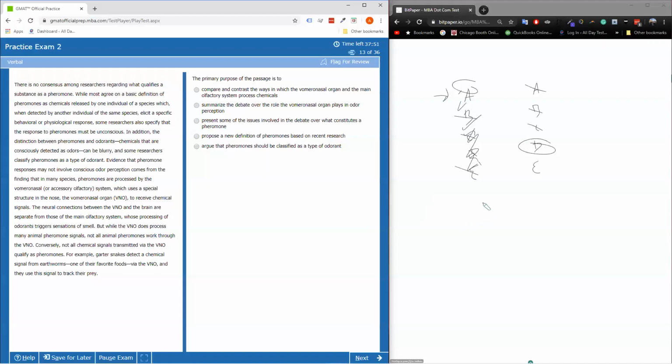Okay. Now, the primary purpose of the passage is to compare and contrast the ways in which the vomeronasal organ... No. He wants to talk about pheromones. So summarize the debate over the role it plays in odor perception. I don't think so. Or like C, I think.